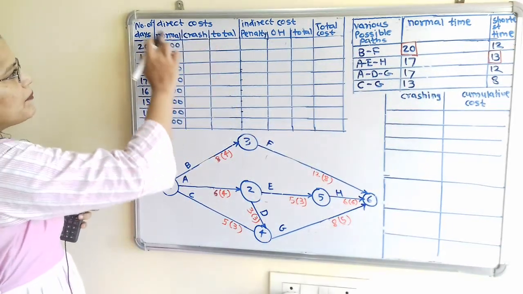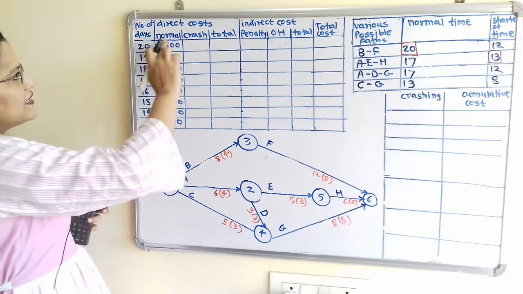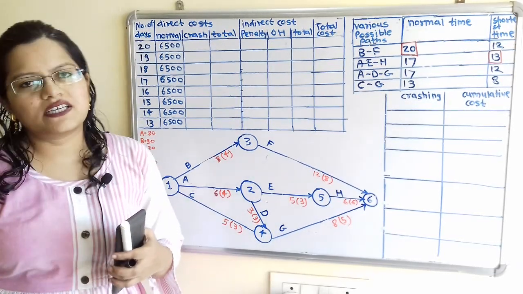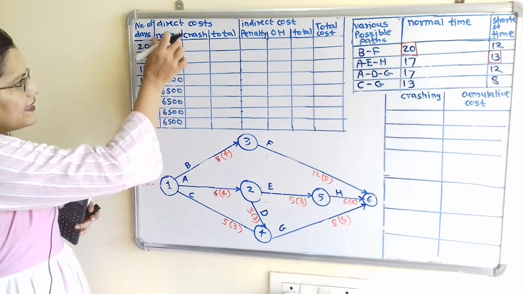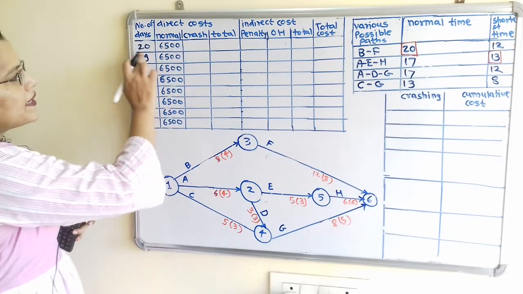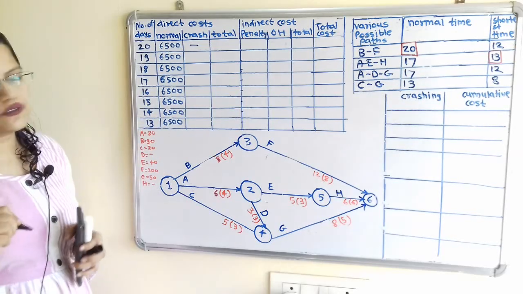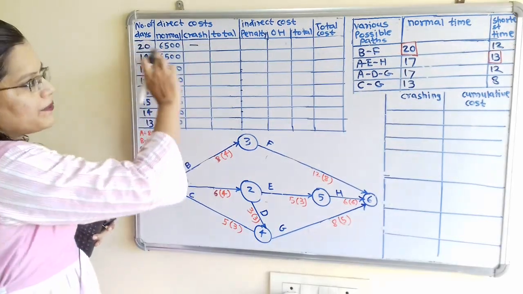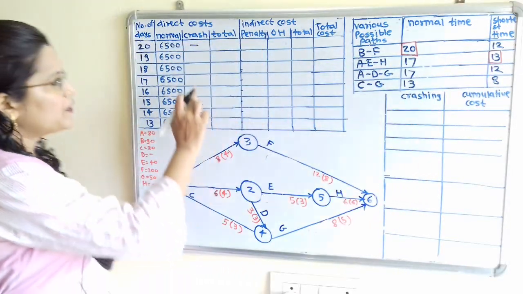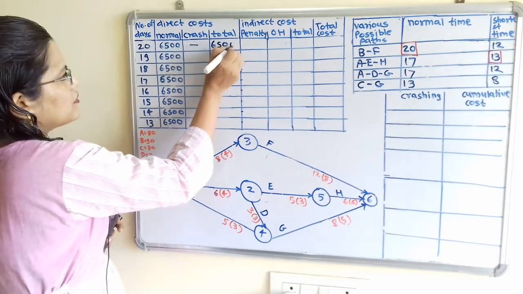Now we have to prepare the next column, direct cost. So direct cost is the normal cost and crash cost. Normal cost is mentioned in the question, that is the total normal cost, and that will remain constant for all number of days. Now first, when we complete the project in 20 days, then there is no crash cost. So we will make a dash here because the maximum number is 20 and we can reduce this project time up to 13. So for the first row, no crash cost and total cost 6500.